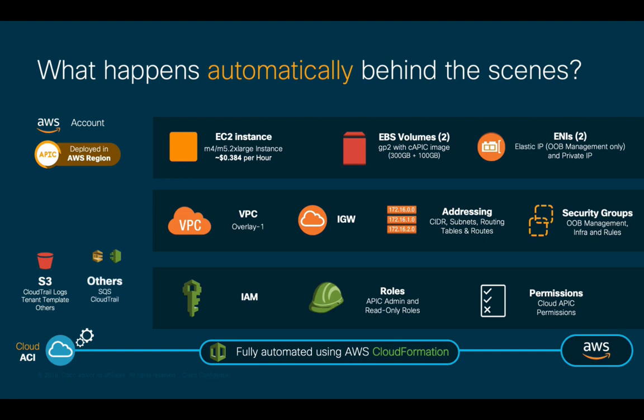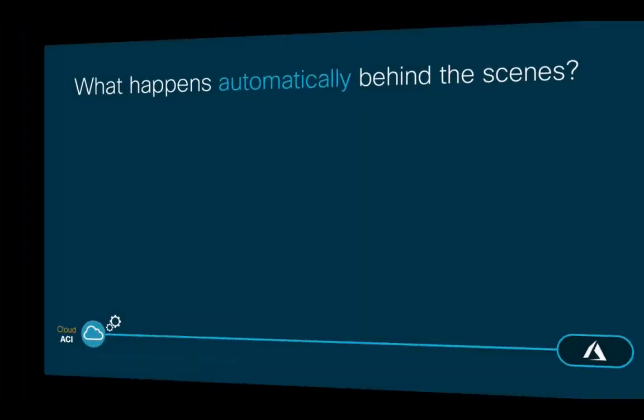As mentioned before, if you need to access your Cloud APIC instance via SSH, keep in mind you will need to use the key pair you define in the deployment settings. So make sure you keep the private key somewhere safe.